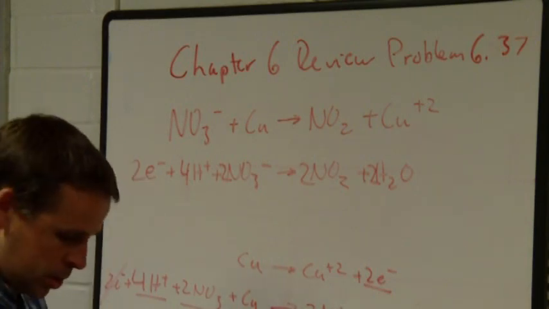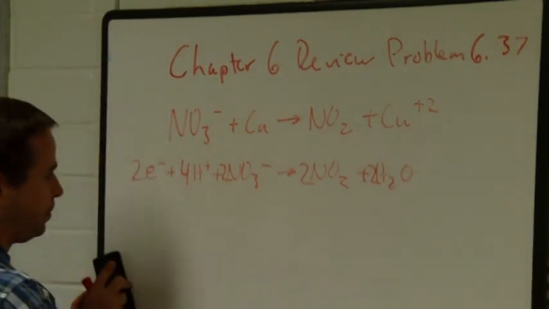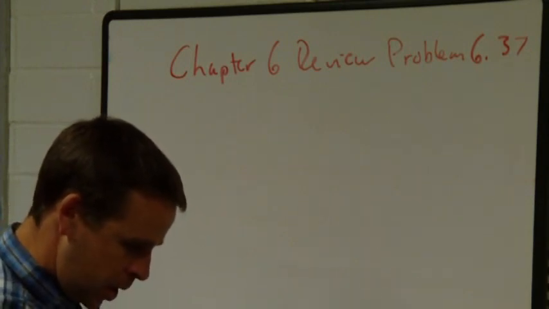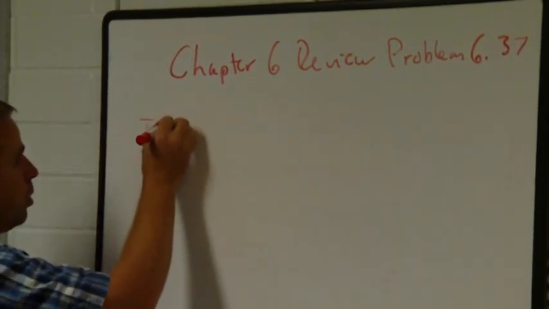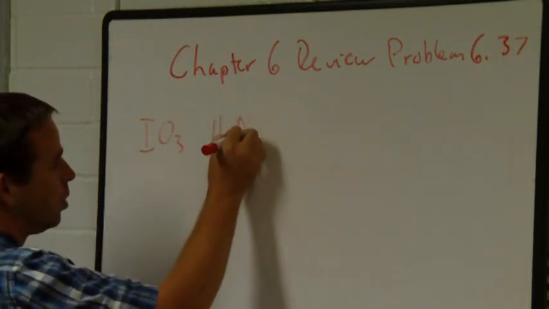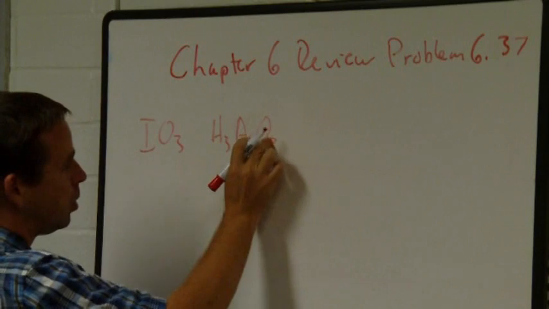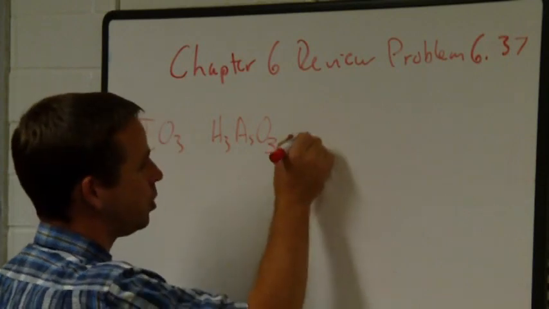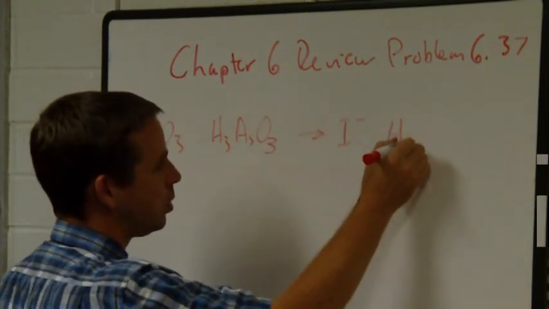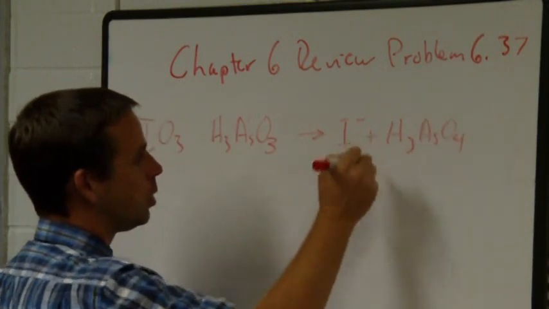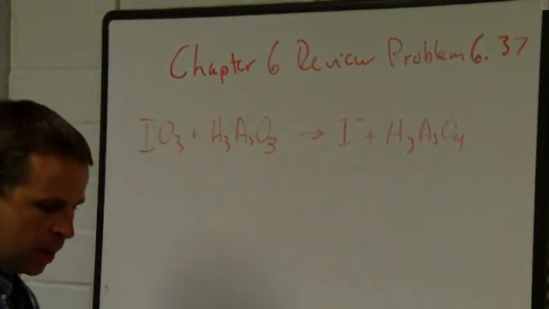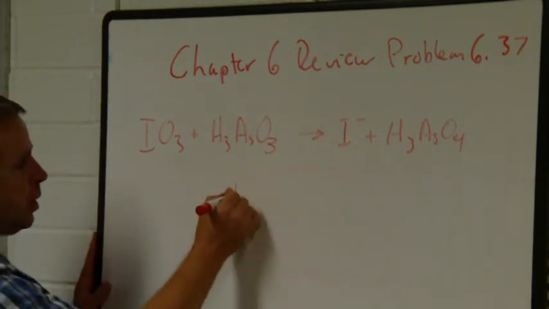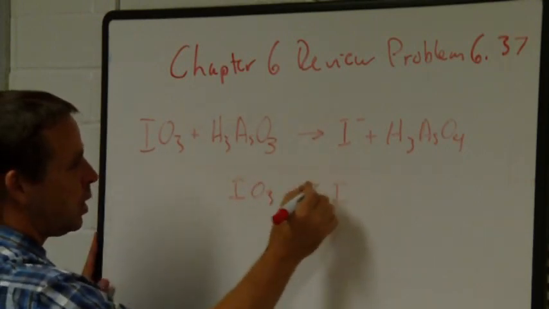Okay, 637C. IO3 minus, H3AsO3, yielding iodide ion, H3AsO4. Okay, so now we have, again, break it down into its half reactions, IO3 and iodide.